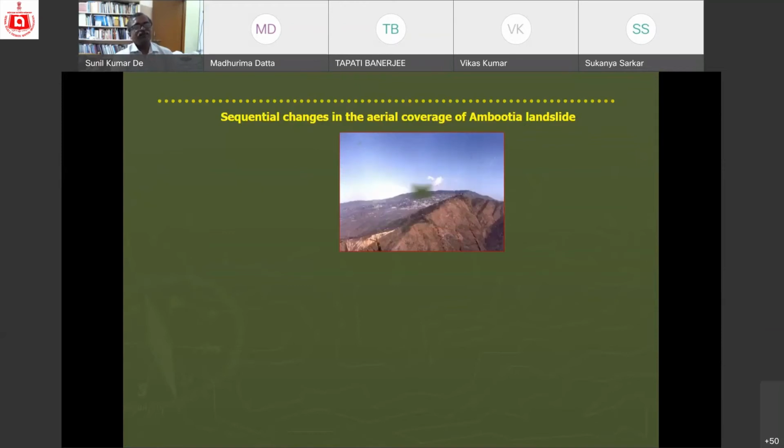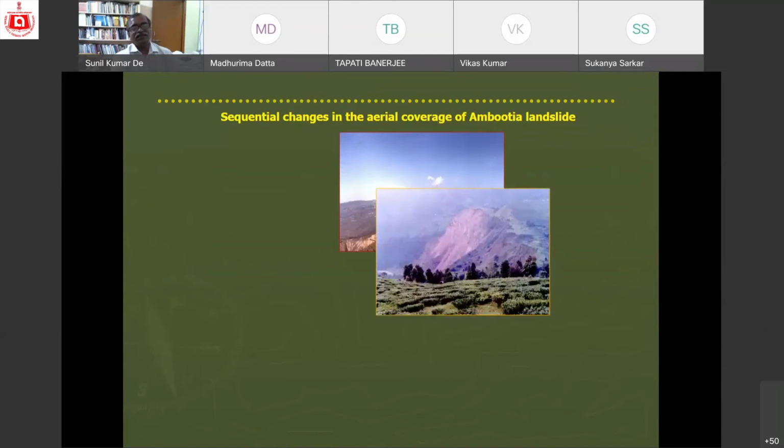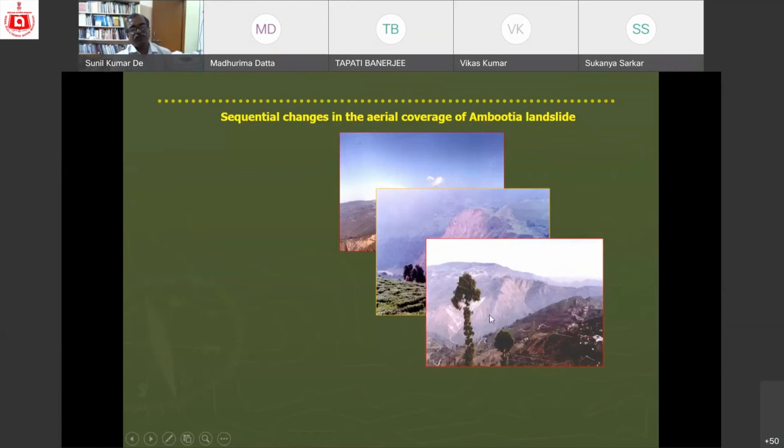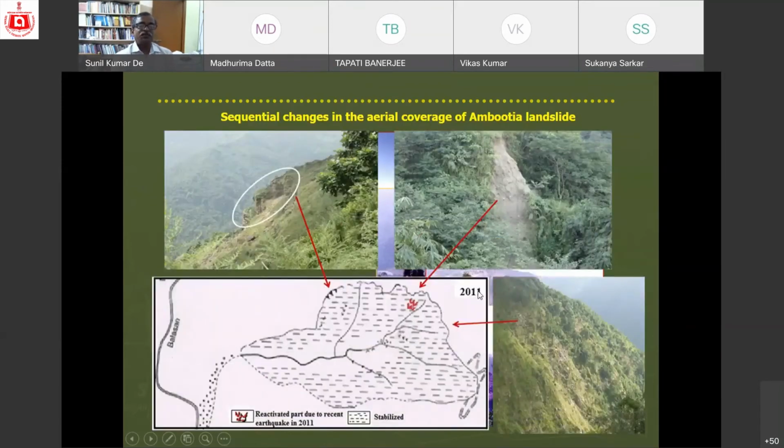But at that time the government engineers estimated that more than 10 crore rupees would be required to stabilize it. So we suggested that they leave it as it is and evacuate the settlements from the top area. So we are happy, this was the landslide area. Now we saw it in 2011, after that I couldn't go there.